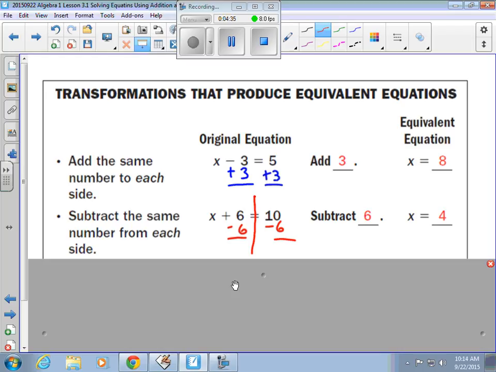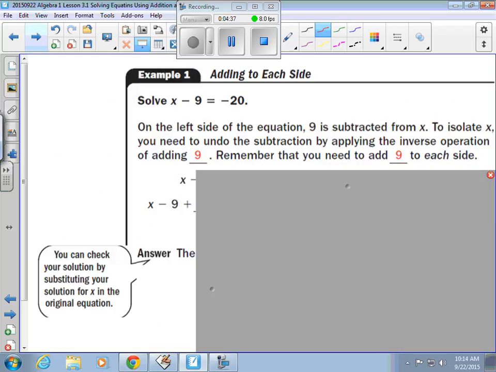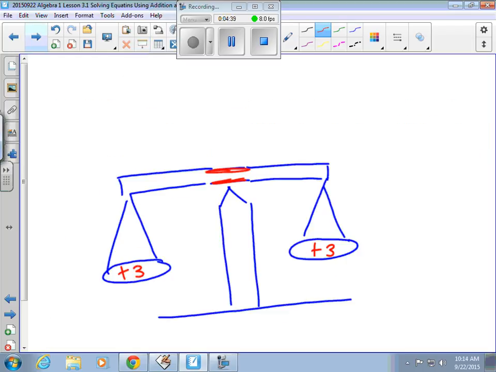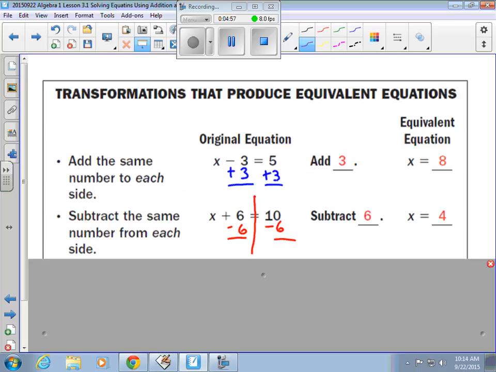So subtraction. And for the same reason as right here, adding 3 made it heavier on one side, so you had to add 3 to the other side. If you were to subtract 6, if you took 6 away, it would make it lighter on that side. So in order to make this one balanced, you've got to take 6 away on that side as well. You've got to do it on both sides.